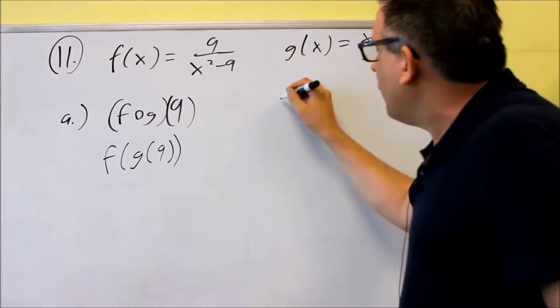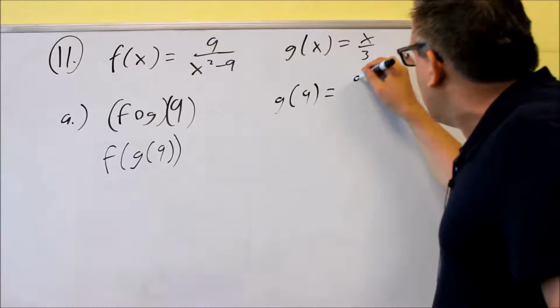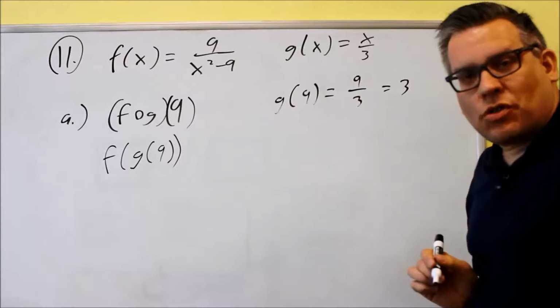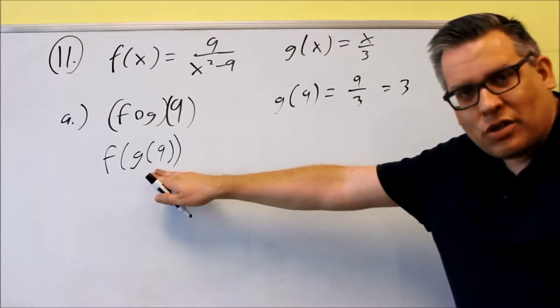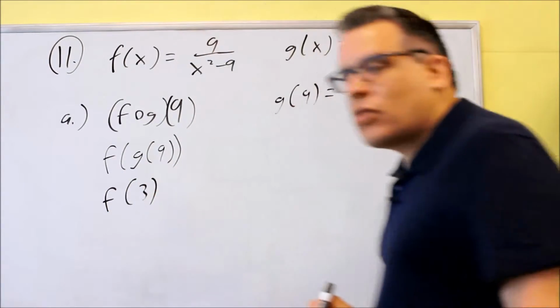So let's do g of 9 off to the side first. So g of 9, we put 9 in here, so we have 9 over 3. And we can work that out to be 3. So now I know that g of 9 is equal to 3. I'm now going to go ahead and put this inside here in place of the g of 9. So I have f of 3 there instead.